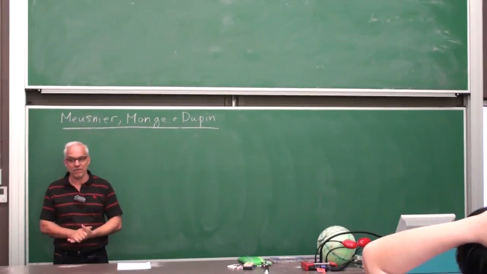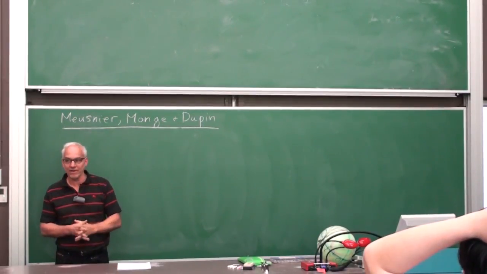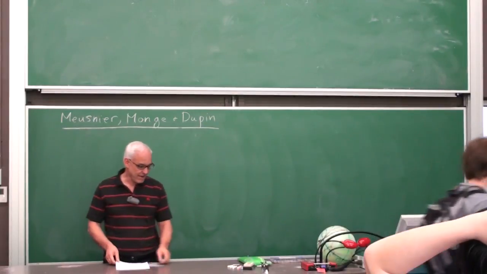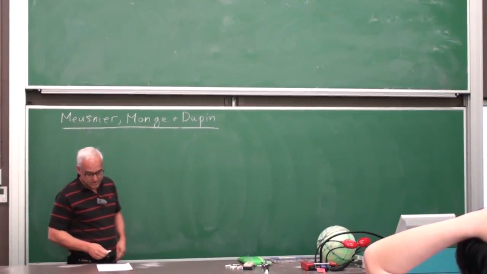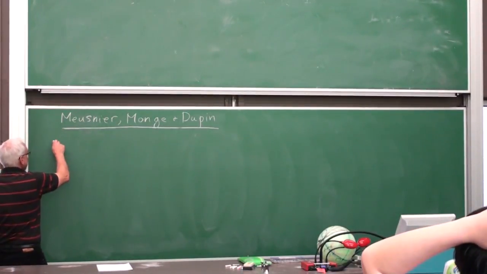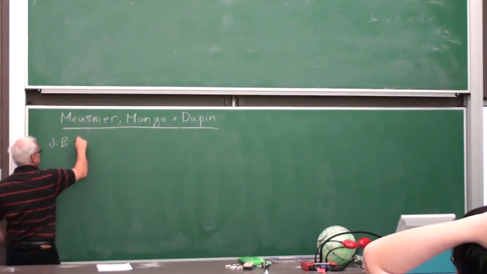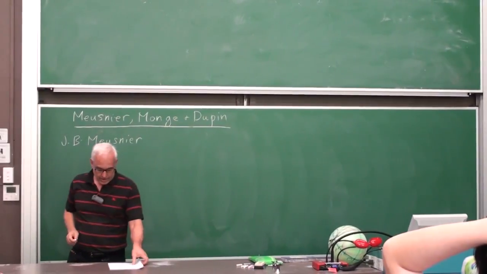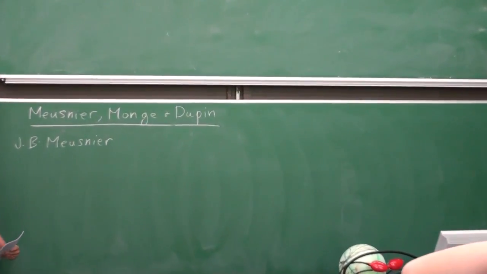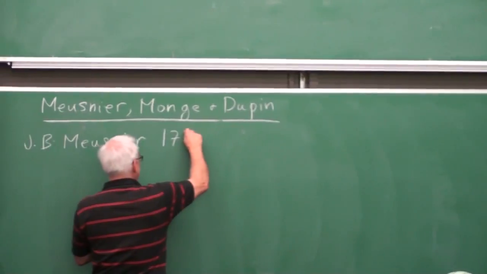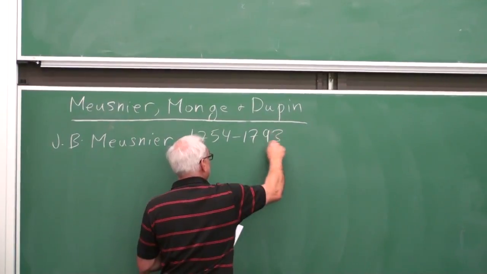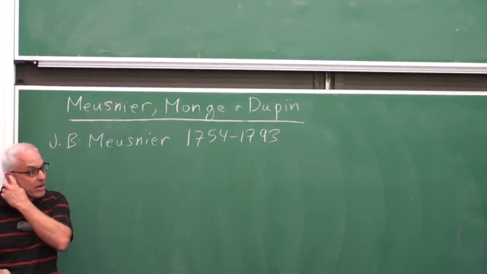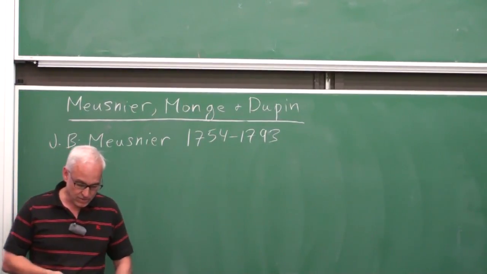And they all lived around the time of the French Revolution and the rise of Napoleon. And some of their lives were intimately connected with military aspects of that time. So they're very important in the history of the subject. And the first person we'll talk about is Jean-Baptiste Meusnier, who was a soldier. In fact, he did a lot of his work just as a young 21-year-old soldier. He lived from 1754 to 1793. He didn't live too long. And he died as a general. He became a general in the French army and died in the siege of a certain city.